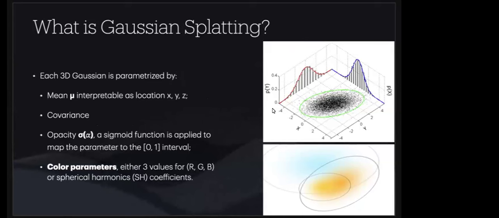So how are these 3D Gaussians parameterized? We are going to use the mean with the location XYZ, the covariance, and the opacity, which is basically a sigmoid function applied on the parameter to get a 0 to 1 interval. And the most important part, which is very new to me as well, is the color parameter, where we'll be using these three RGB values. But instead of using RGB in a very basic way, we'll be using spherical harmonic coefficients. That's something which is very new to me as well, but I'll try to explain it as best as I can.